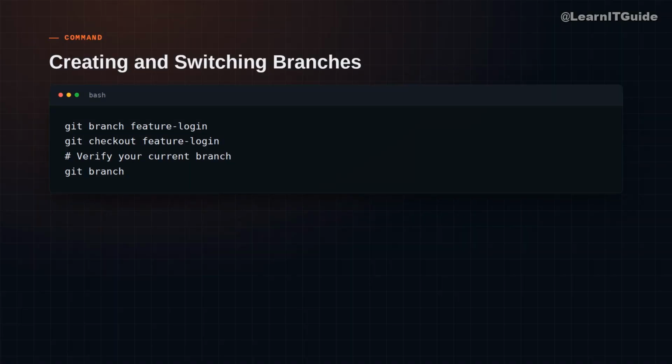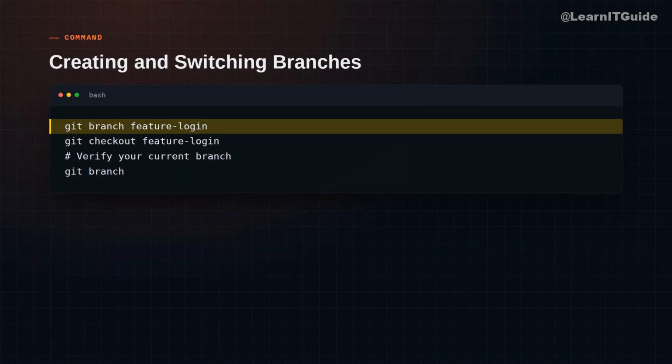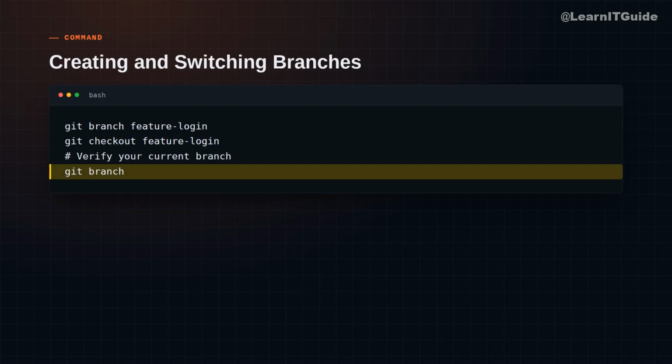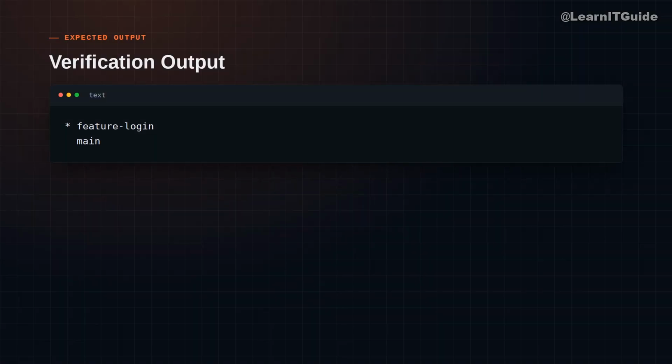Let us see the core commands. On the first line, we create a branch called feature login. On line 2, we switch to it using checkout. Line 4 confirms our current branch. It is that simple. The output shows an asterisk next to our branch name, which confirms we are currently working on the feature branch. The main branch is still there, waiting for us to merge our work later.